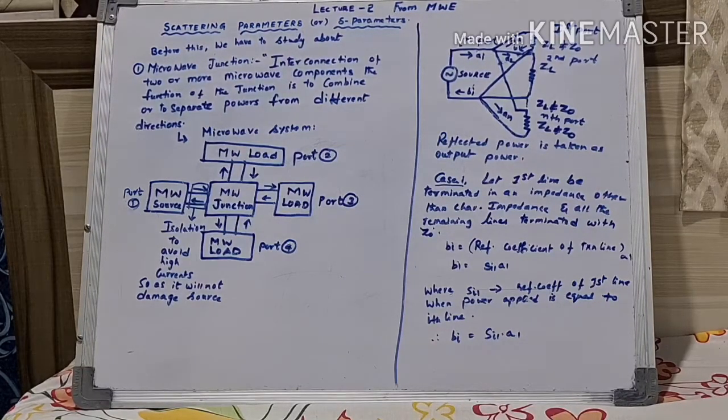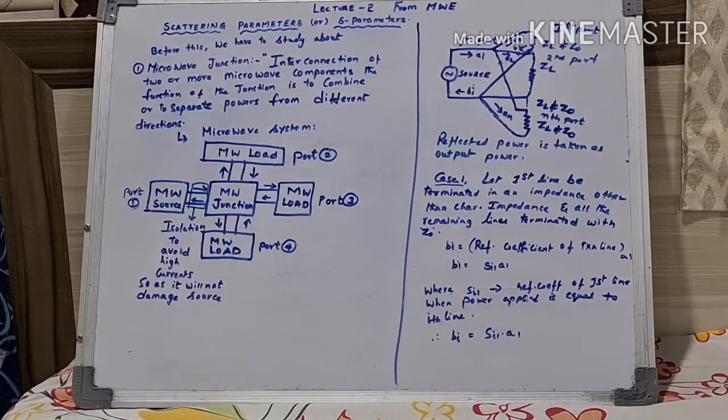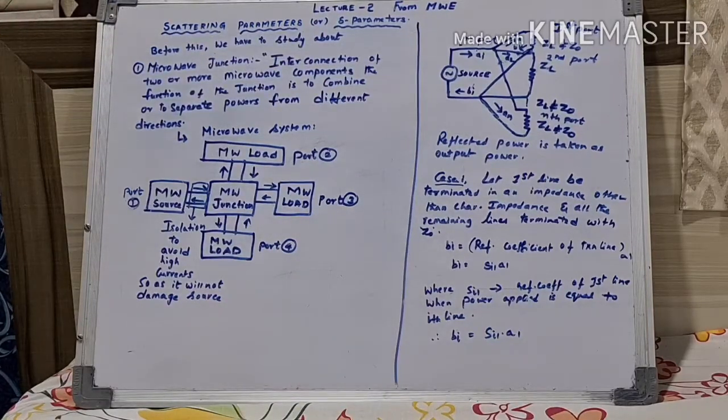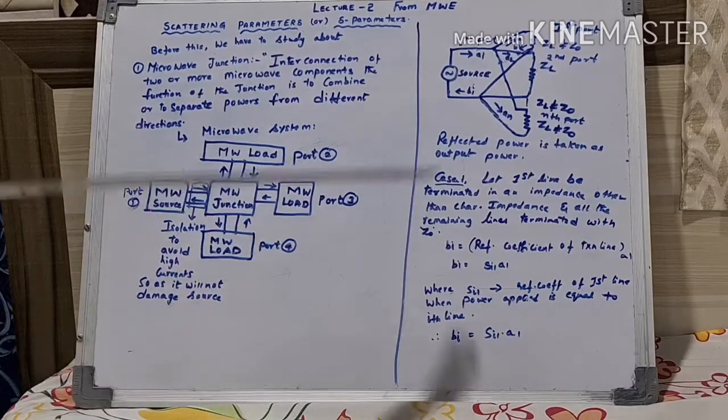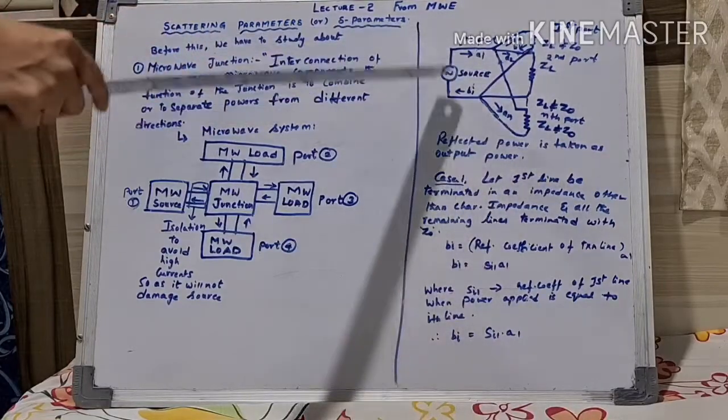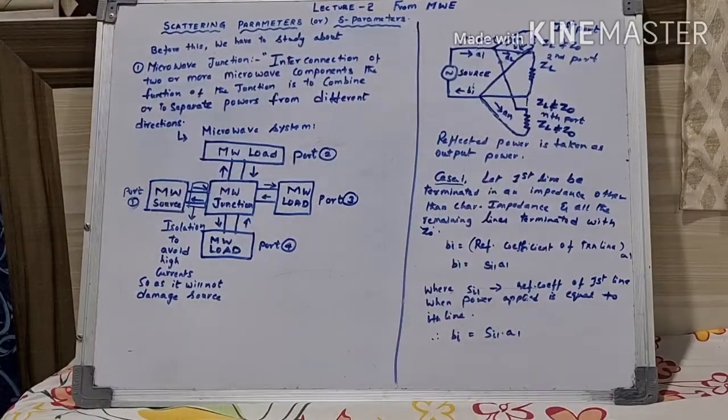Similarly, at high frequency, microwave circuits are used, and S parameters are used at high frequency. For studying the relation between the scattering matrix and input-output powers, we have taken one nth port microwave circuit. This is the nth port microwave circuit.